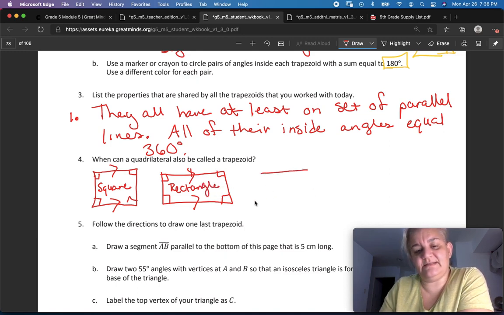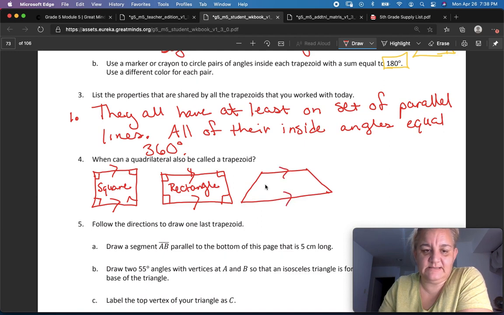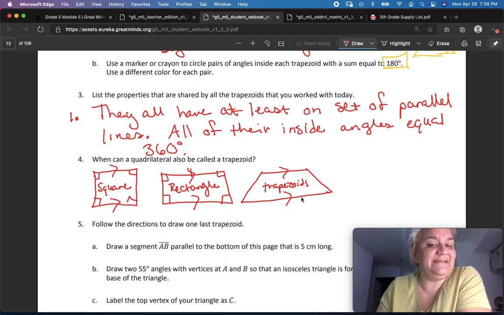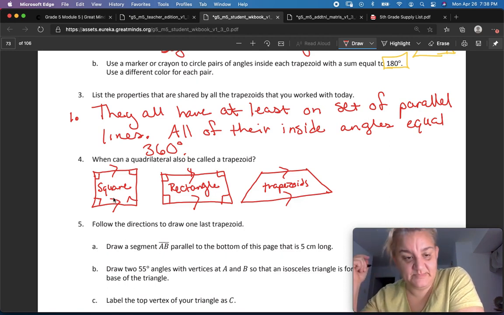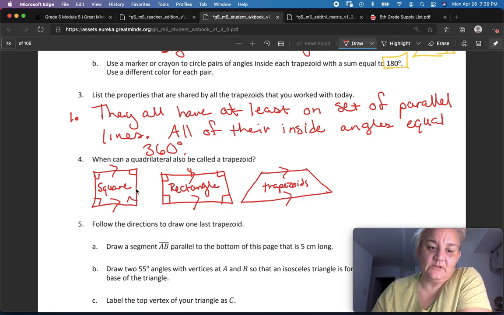And of course we have this, when I think of trapezoid in my mind, I think of this, right? All right, so they have two parallel sides. Okay, so all rectangles are trapezoids, all squares are trapezoids, but not all trapezoids are rectangles, not all trapezoids are squares. Okay? Please be clear on that. Just like all squares are rectangles, but not all rectangles are squares.